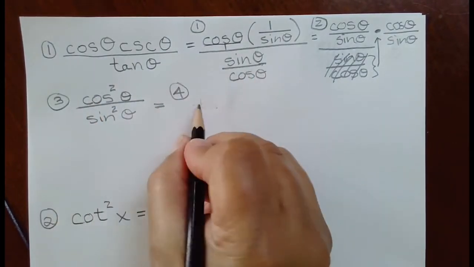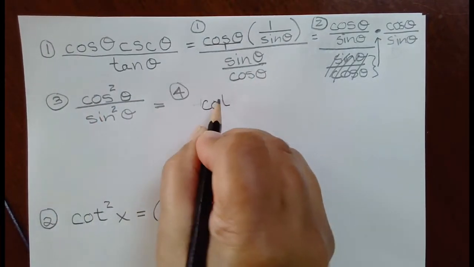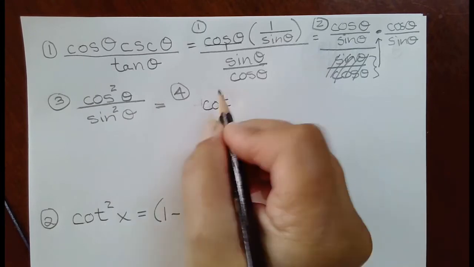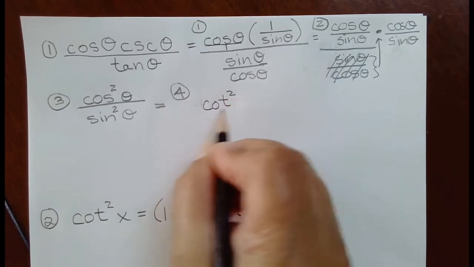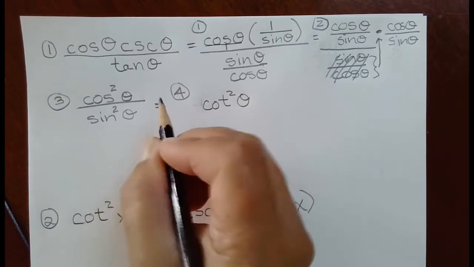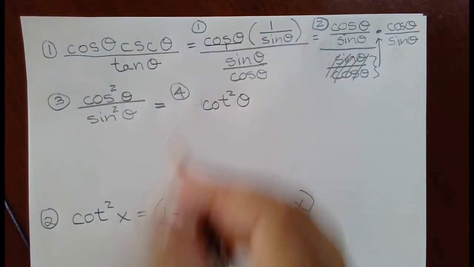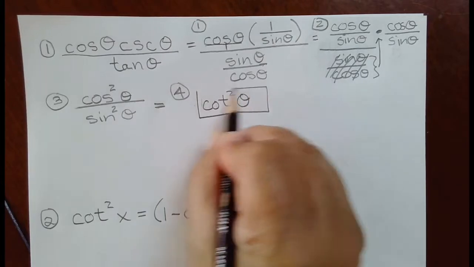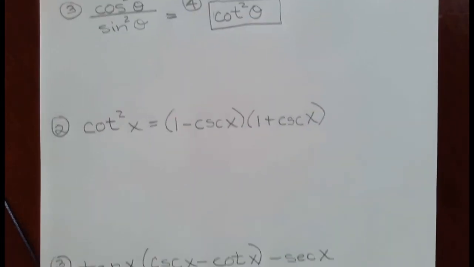Cosine over sine is cotangent. But since both of these are in this squared form, it's cotangent squared. So you have a single trig word, but with a power. And that's because these were both raised to a power of 2. That's your final answer. Okay, problem number 2.